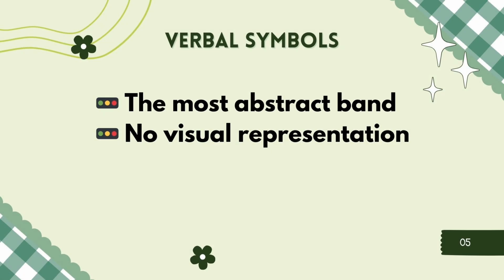And now, we will go to the first band in the cone of experience, verbal symbols. Verbal symbols are inherently abstract because they do not have any physical resemblance to the objects, concepts, or ideas they represent. Moreover, verbal symbols offer no immediate visual representation or clues about their meaning. They rely entirely on shared understanding and context for their interpretation. In essence, the abstraction of verbal symbols means that their meaning is learned rather than intuitively grasped and can vary across different languages and cultures.